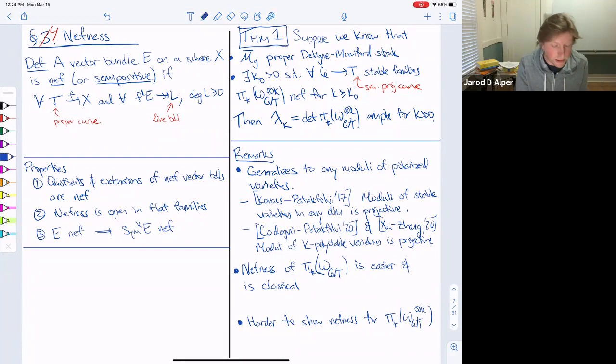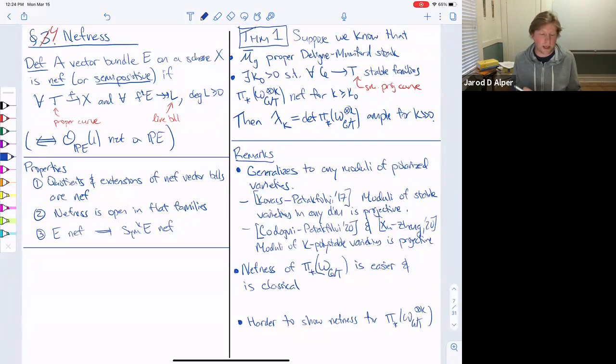This is a nice notion, and there are various equivalent ways to state it. One way to relate it to ordinary nefness is that if you take the projectivization of this vector bundle, this is some scheme over X, and there's an O(1), and you want this to be nef on P(E). This is similar to how you define ampleness for vector bundles on schemes. I'll use the nef terminology rather than semi-positive, only because it's simpler, it's only three letters, so it's easier to write.